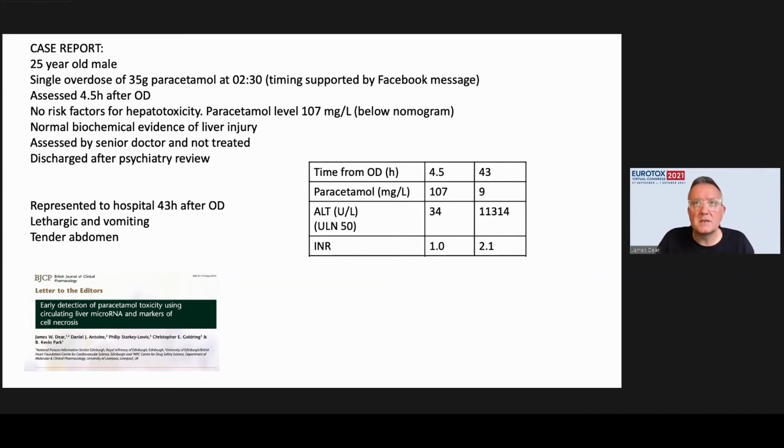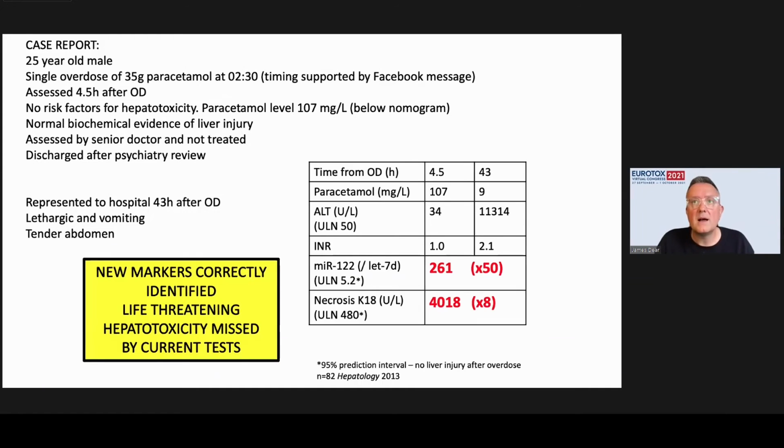So we took the blood sample from his first presentation at roughly 4.5 hours after overdose, and we measured our markers, and we asked, could we have picked up this man's liver injury and prevented him being discharged? And the answer is yes, we could, very clearly. His miR-122 was 50-fold above the upper limit of normal. His keratin 18 was 8-fold above the upper limit of normal. So this patient, it's a rare patient, but this patient would not have been sent home if these new markers had been used. And this gives an indication of how these markers may have clinical impact.